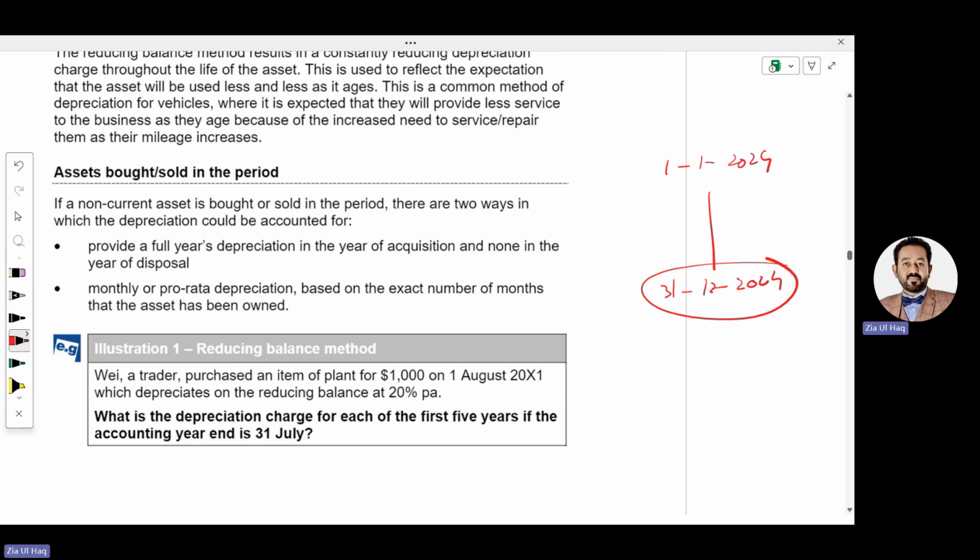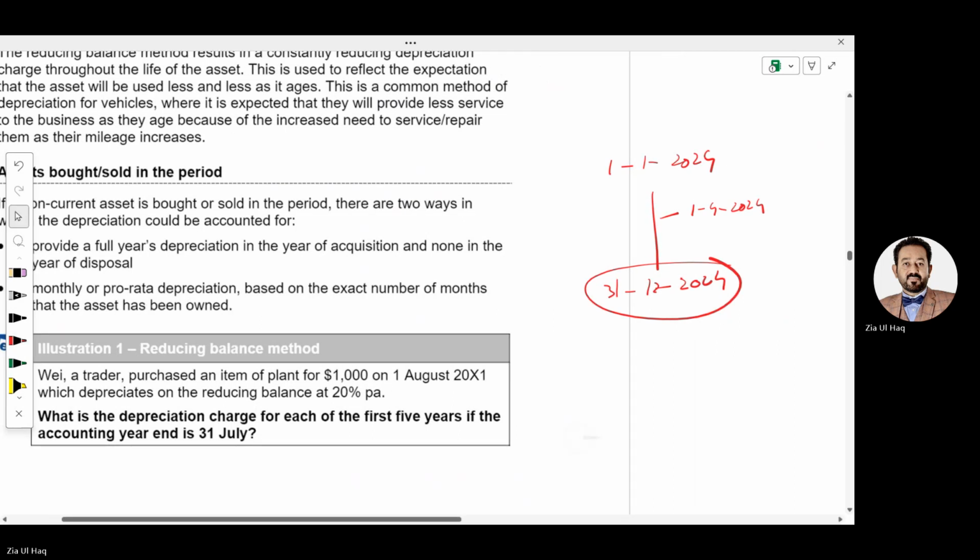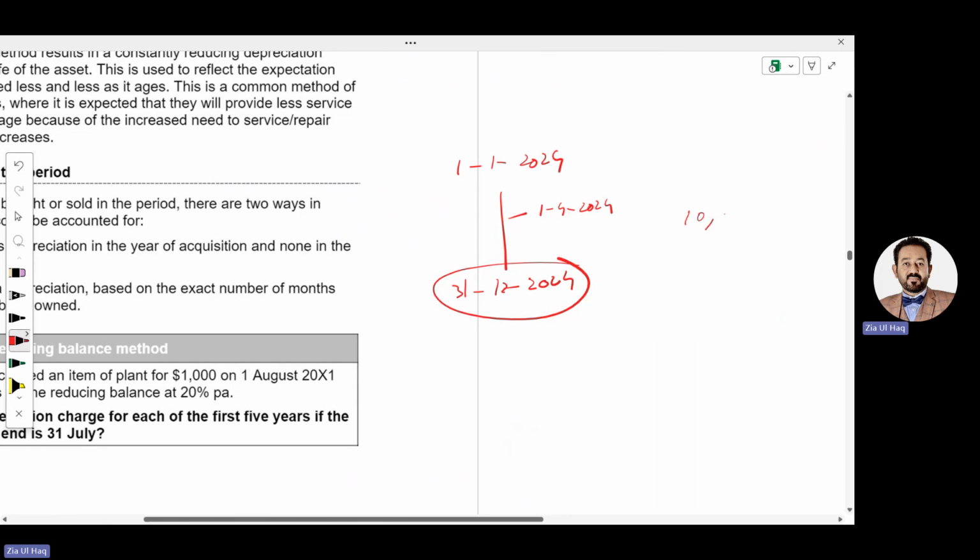If we bought an asset during the year, suppose we bought the asset on 1st of April 2024. The complete year depreciation is 10,000. Should we charge this 10,000 completely in this year? No, we use the asset for how many months? 9 months. This means the depreciation for 2024 will be 9 by 12. This will be what? 7,500.